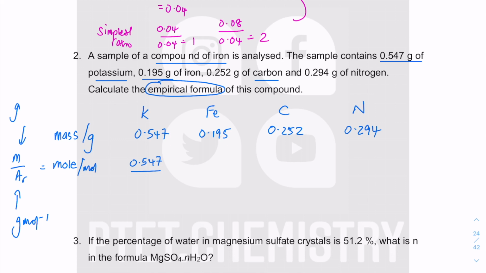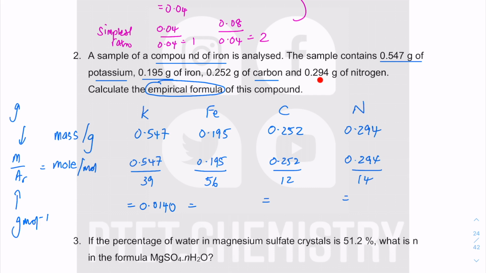Let me just refer to my periodic table. So the Ar of potassium is 39, and there is 0.195 for iron, that is divided by 56, there is 0.252 divided by 12, 0.294 divided by 14. So I'll pop all of that into your calculator. I get quite a nasty looking decimal, but I'll just round it to 3 significant figures, because all the data are given to 3 sig fig.